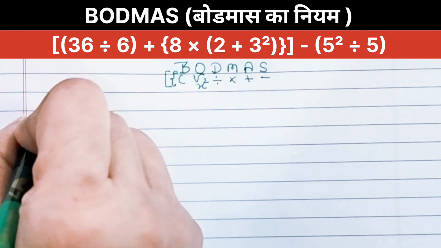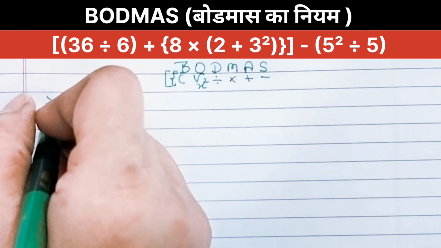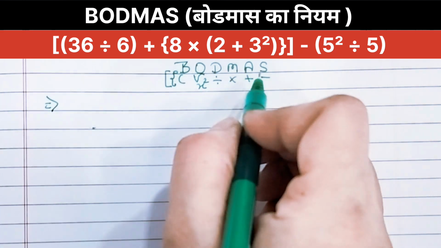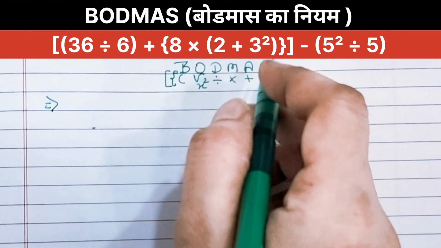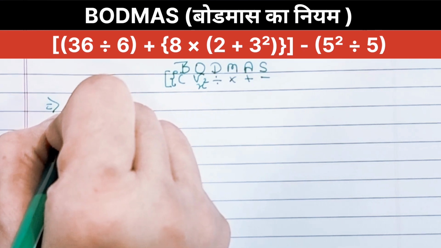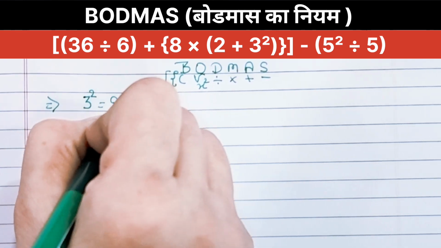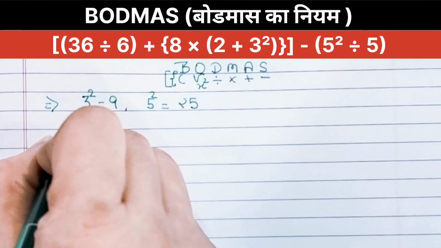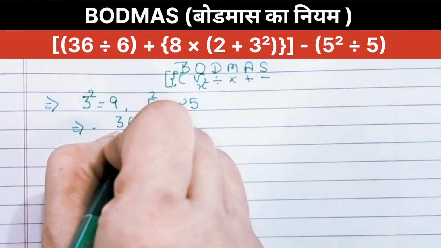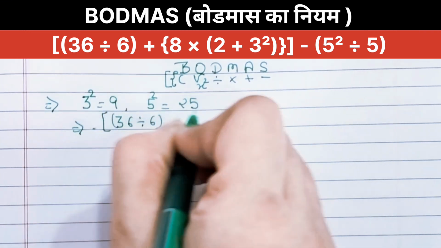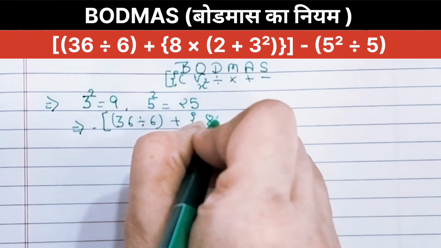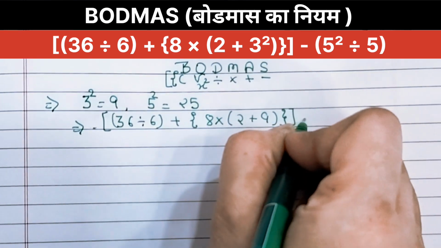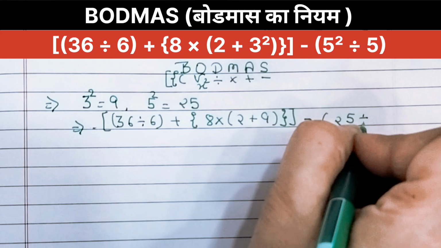According to the BODMAS sequence, we'll break down this expression with a step-by-step solution. Now first step, solve the orders, exponents. Before we can solve the operations inside the brackets, we must evaluate the powers and indices. First, 3 squared is equal to 9 and 5 squared is equal to 25. And according to this, the result becomes 36 divided by 6 plus curly braces 8 multiplied by 2 plus 9 curly braces off, and then minus 25 divided by 5.